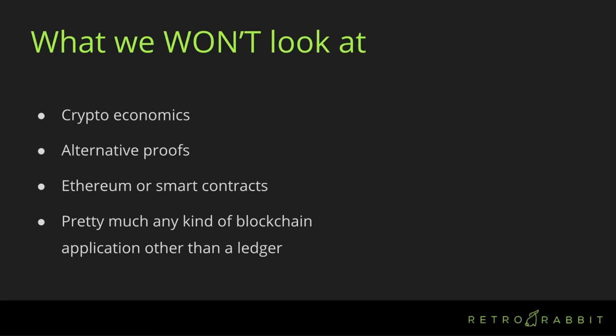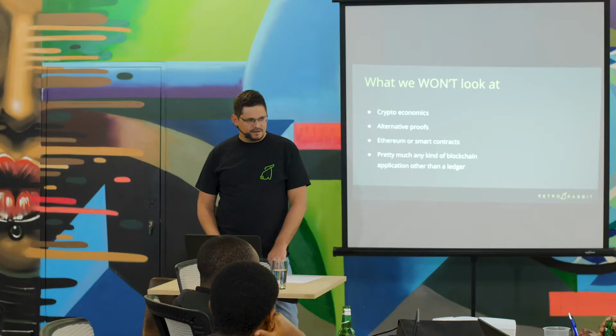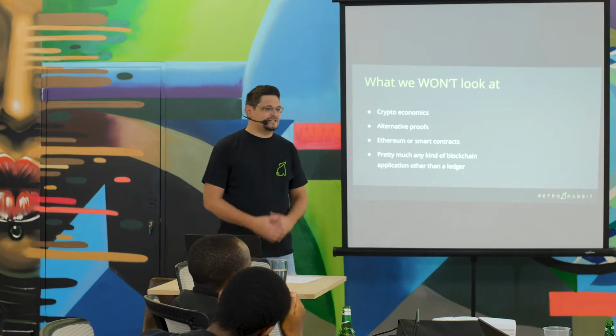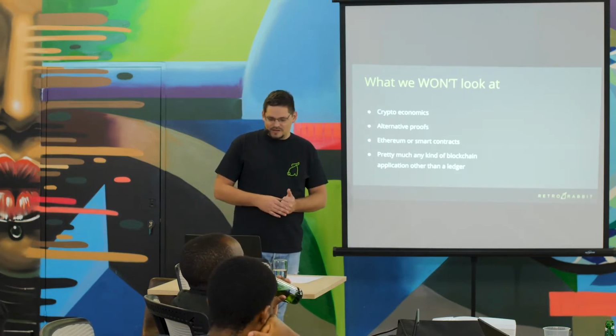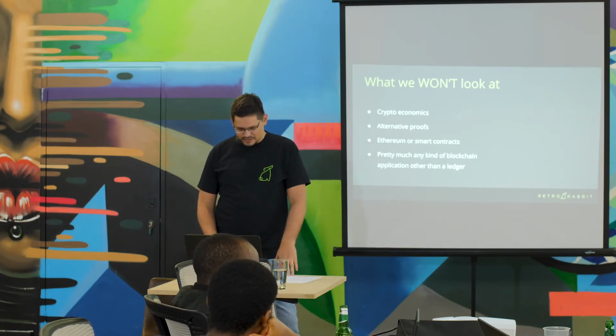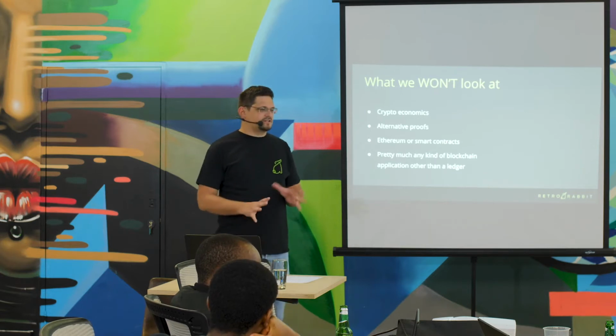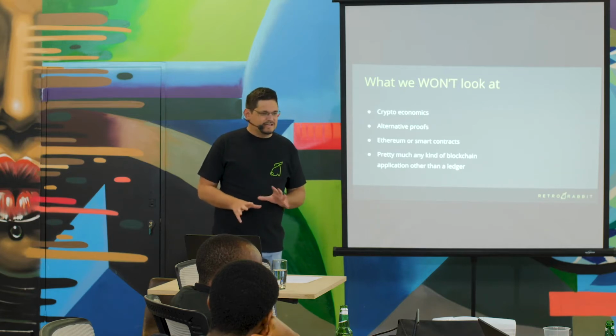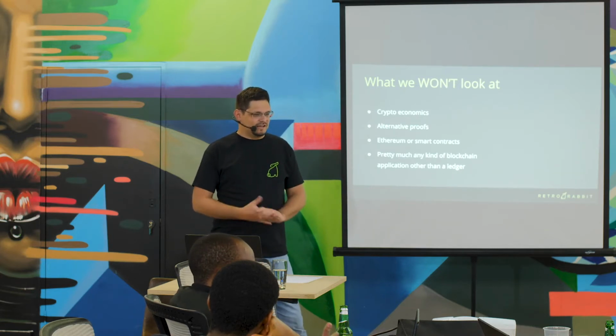We're not going to be looking at other kinds of proof. We're going to be looking at proof of work. We're not going to be talking about proof of stake and all these other things because that also becomes really complicated. Proof of work really is a very fundamental thing in how the blockchain works. We're not going to be talking about smart contracts, as interesting as that is. That might be something we can look at a different time. But today we're going to look at a bit more basic things, and we're pretty much not going to be looking at anything to do with blockchain that isn't a stock standard ledger.